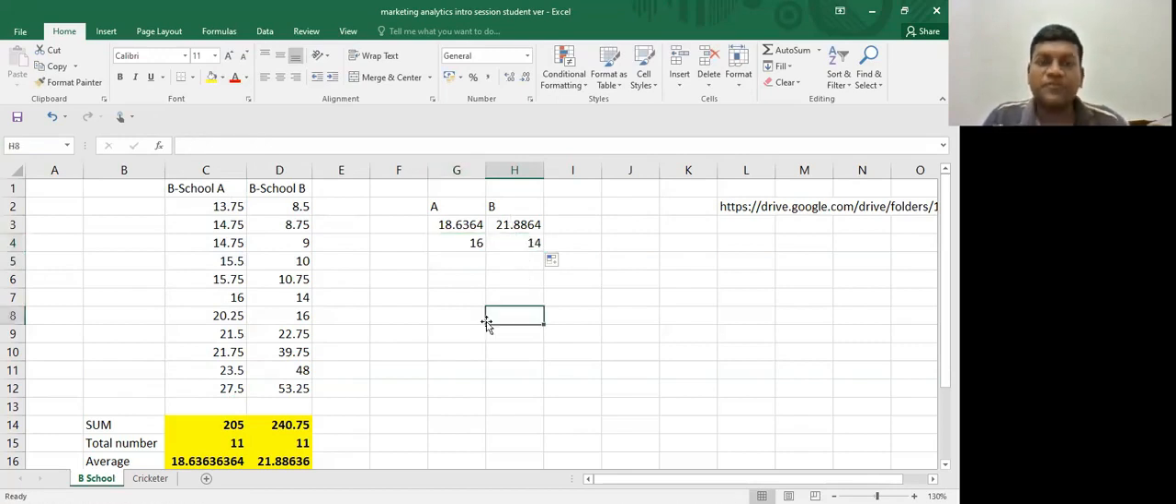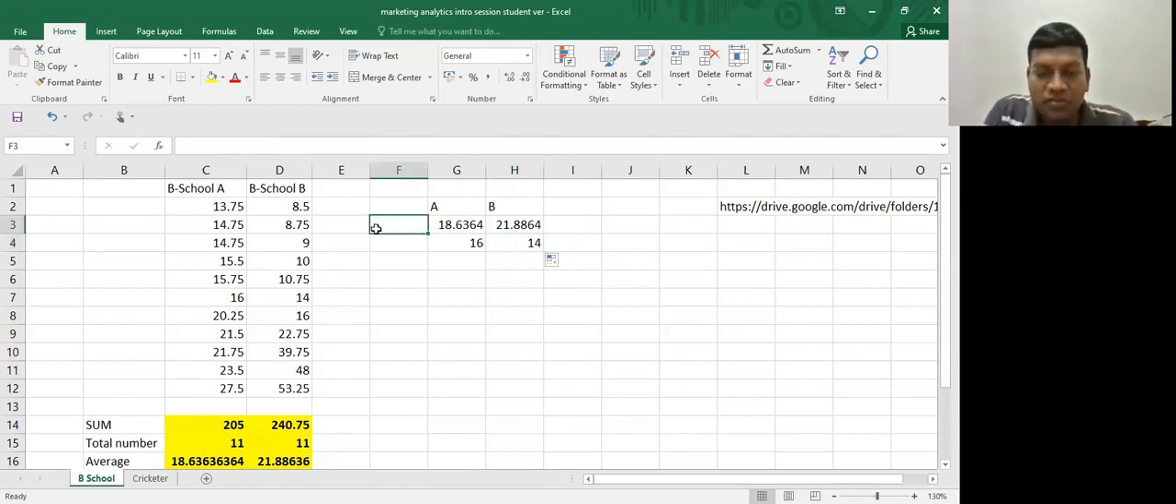Now, the way to understand median is that at least 50% of observations lie below that number. For B school A, 16 means 16 lakhs, which means half the students in B school A are earning above 16 lakhs, and at the same time half of them are earning below 16 lakhs. For B school B, it is 14 lakhs, which means half the students are earning above 14 and half of them are earning below 14.